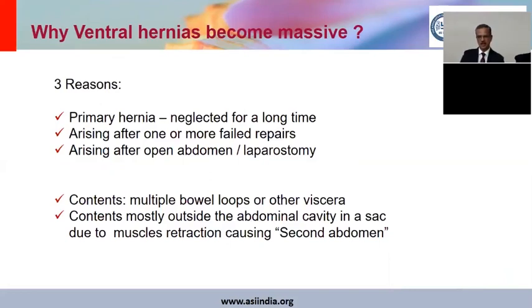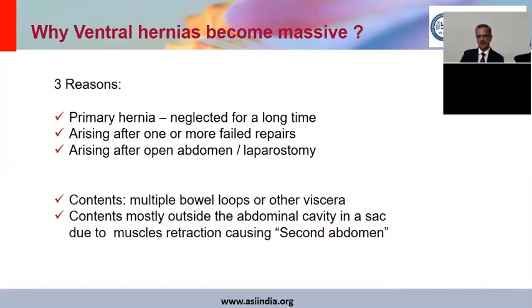I can cite three important reasons. The primary hernias, which are neglected for a long time, either by the patient or their family or by the surgeon with reassurance, or they are arising after one or more failed repairs, which we all do in many of the cases, or they may be arising after open abdomen or a laparoscopy. So all these patients can develop massive or giant ventral or abdominal wall hernias.